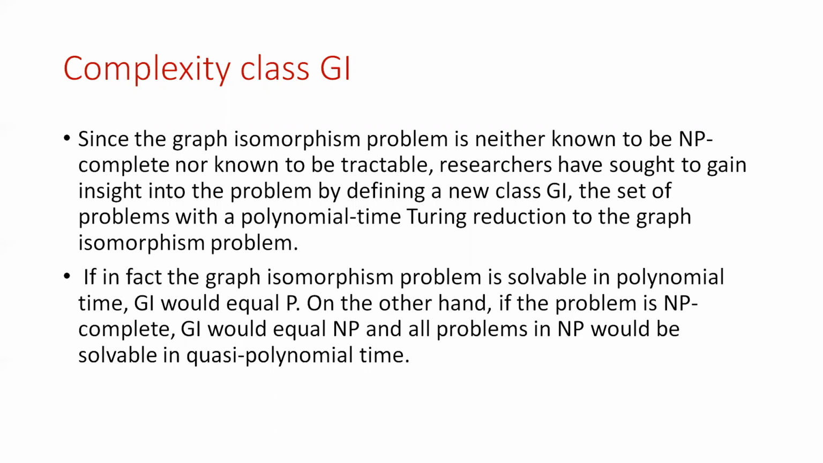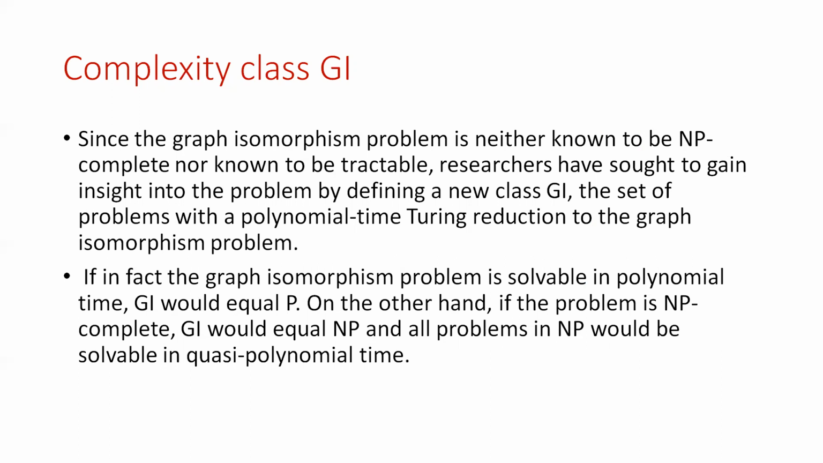Because graph isomorphism is neither known to be NP complete nor known to be tractable. So this is known: if the graph isomorphism problem is solvable in polynomial time, GI would equal P. On the other hand, if the problem is NP complete, GI would equal NP, and all problems in NP would be solvable in quasi polynomial time.